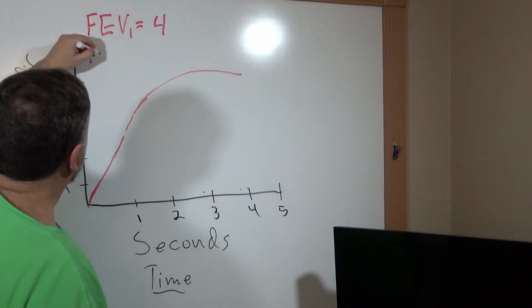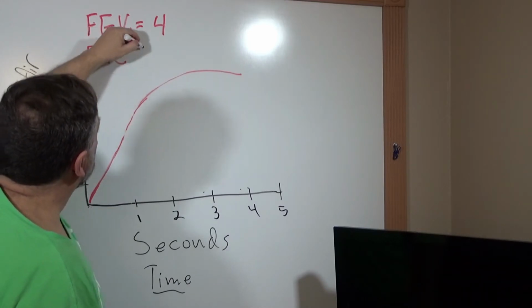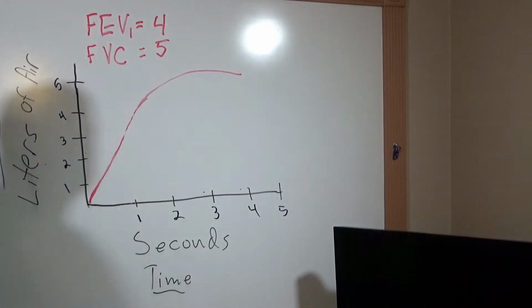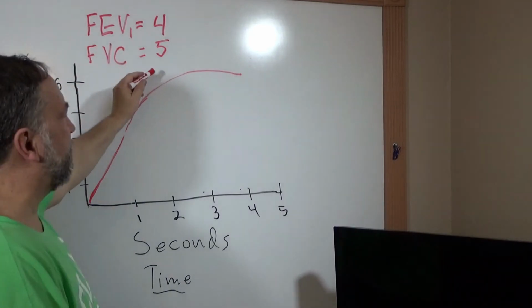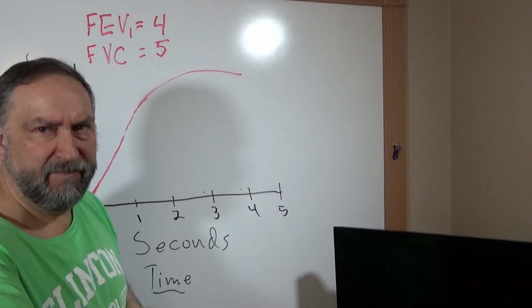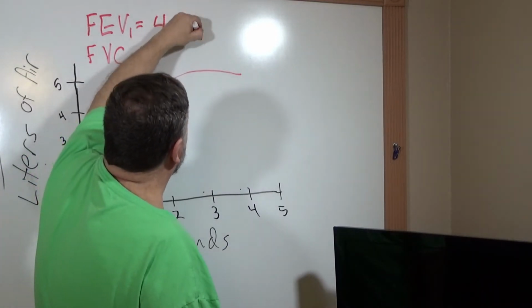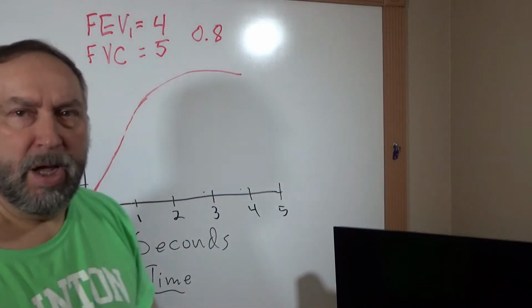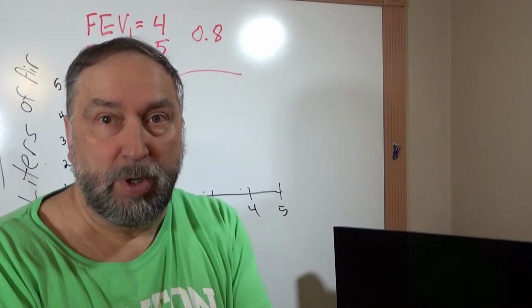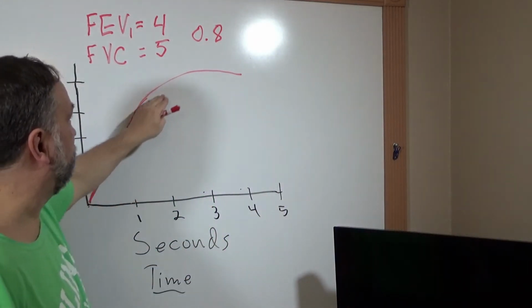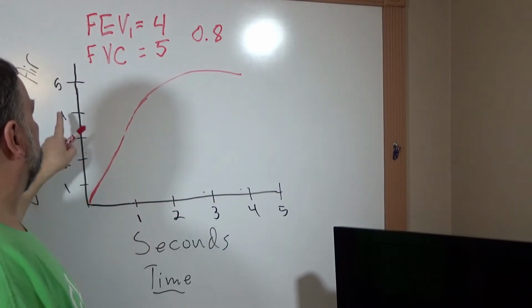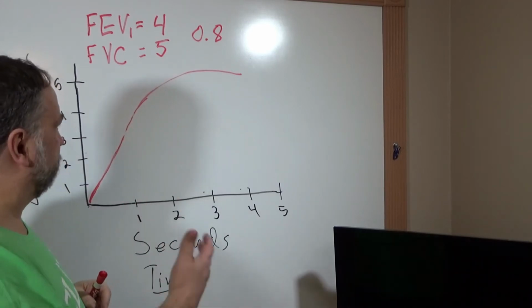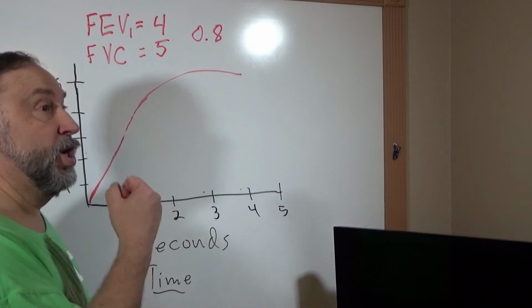The full vital capacity is 5 liters. So if you take 4 divided by 5, if you get out your calculator, you will end up with 0.8. So that means 80% of this person's full amount of volume that he blew out, which is here, 5, right? The full amount that he could blow out is up here. So he could blow out 5 liters, but he blew out 4 of it in the first second. So that means 80% of what he can blow out, he blew out in the first second.